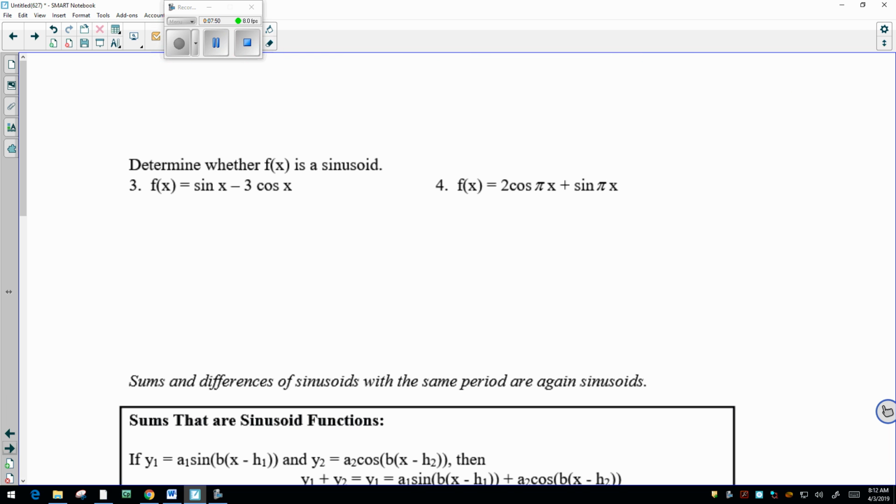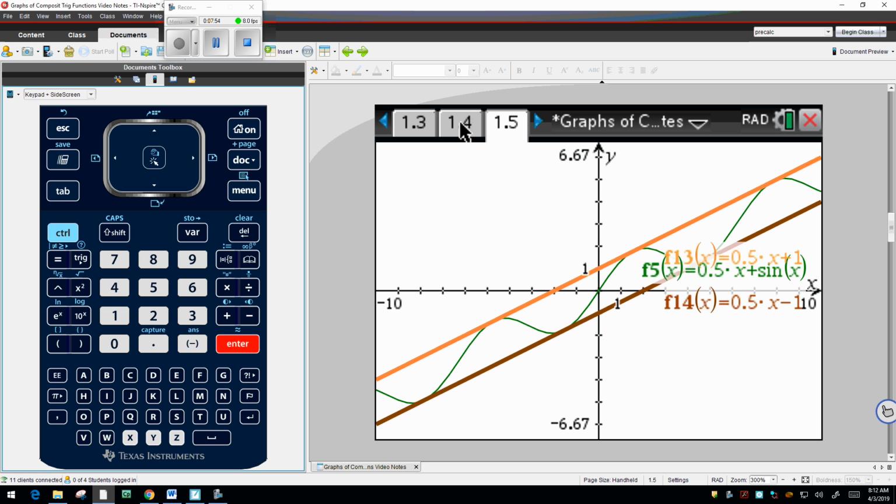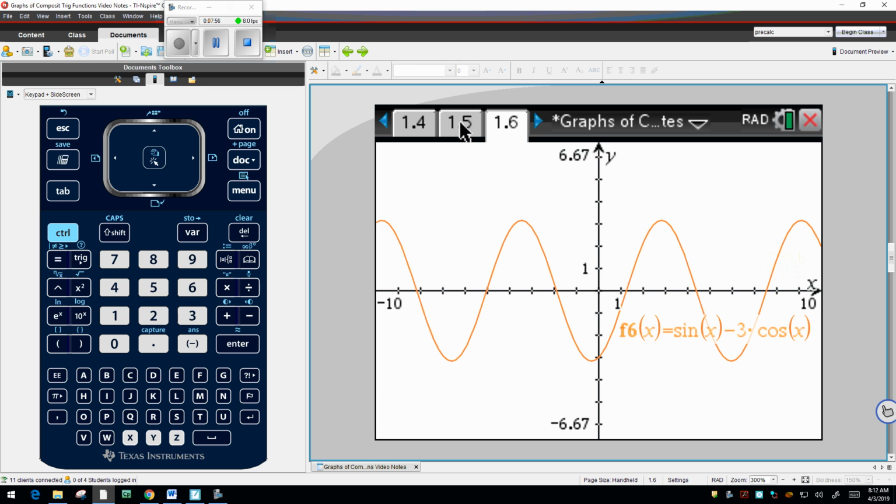Okay. So if we're looking at these two functions, and again, I have them graphed out so that we can take a look. So here's our first one. We had sine of x minus 3 cosine of x. So we put them together, we graphed it out. And if I were to look at this, I would say, yes, this is a sinusoid. It has a constant amplitude. It has a repeated pattern. And so, yes, I can say it follows that sine or cosine graph when I add them together.